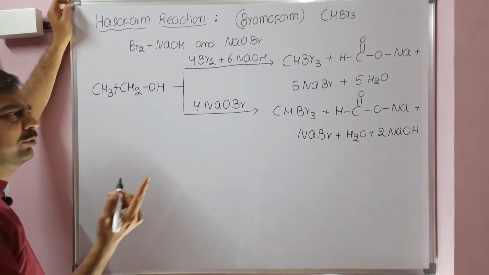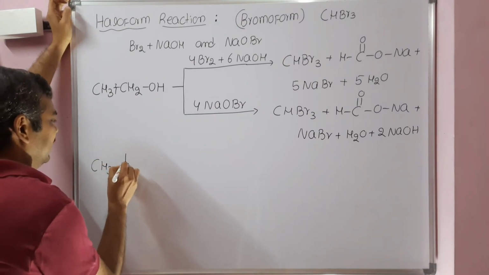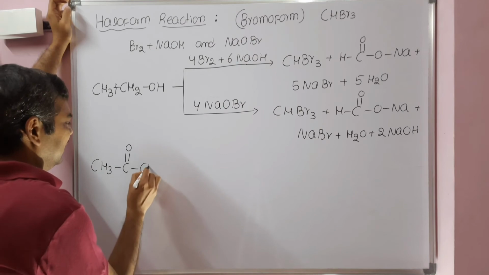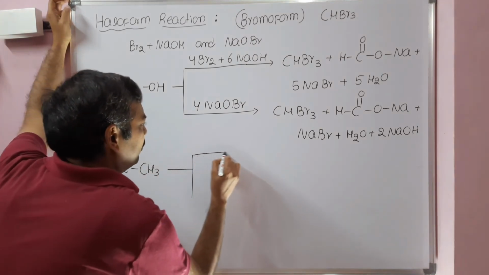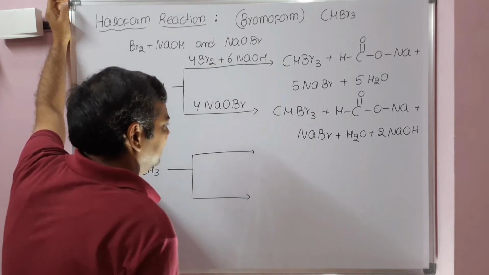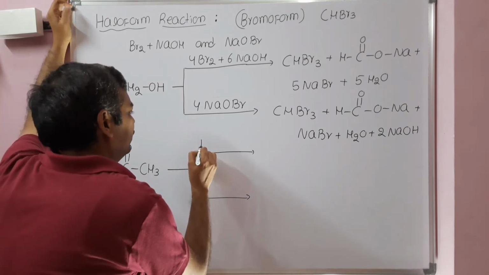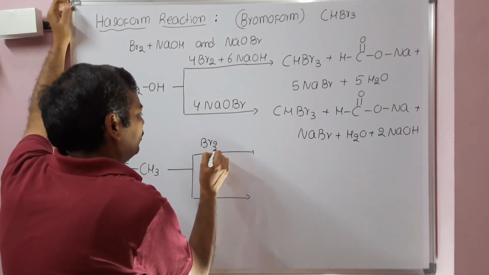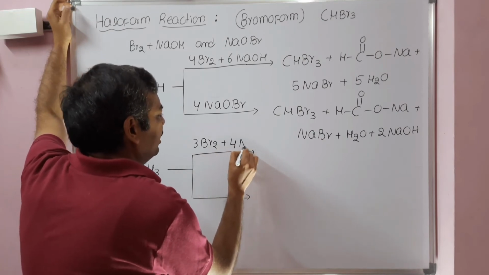Now we will prepare bromoform from acetone. CH3, C double bond O, CH3. So this is acetone. So we can prepare bromoform by using 2 reagents. One is bromine in sodium hydroxide, the other is sodium hypobromite. So first bromine in sodium hydroxide. Here 3 moles of bromine is required and 4 moles of sodium hydroxide.